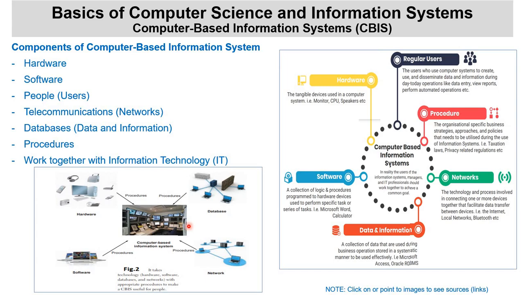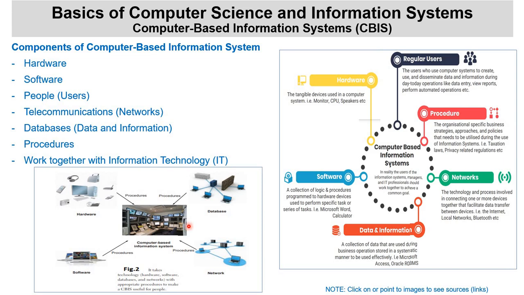In this video we'll continue on the topic of types of information systems. In the last video we talked about manual and automated information systems, and under automated or computerized information systems we talked about two parts, which are computer-based information systems and business information systems. Now we start here by looking at the components of a computer-based information system.